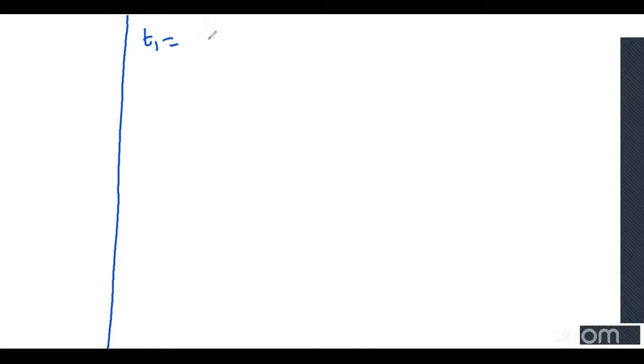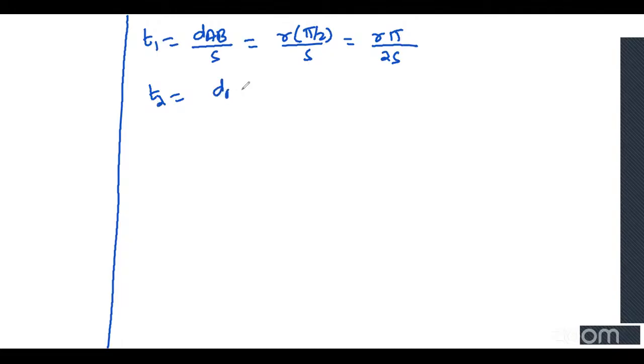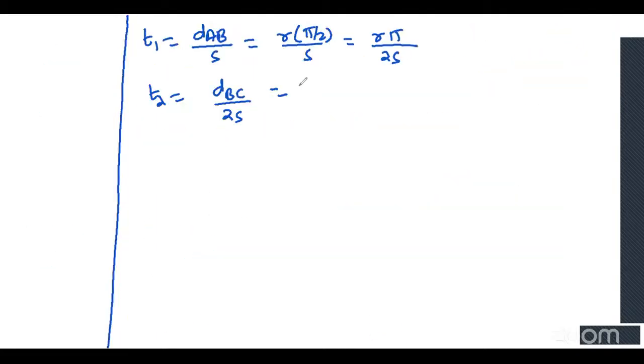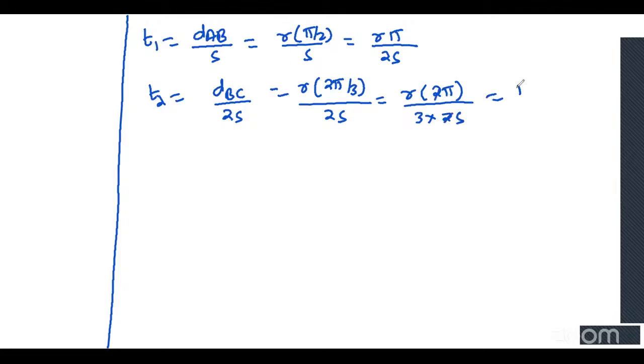Distance of AB by speed. Distance of AB means R into pi by 2, by S. That is pi R by 2S. Similarly, distance of BC by its speed, that is 2S. Distance of BC is R into 2 pi by 3, by 2S. So R into 2 pi by 3 into 2S. So to cancel, it is pi R by 3S.